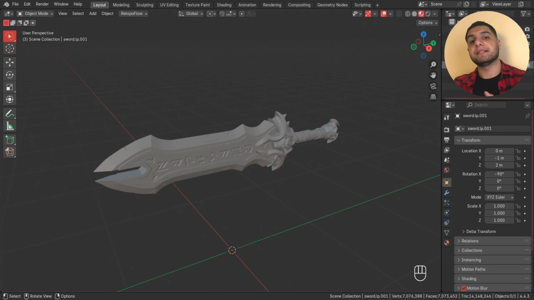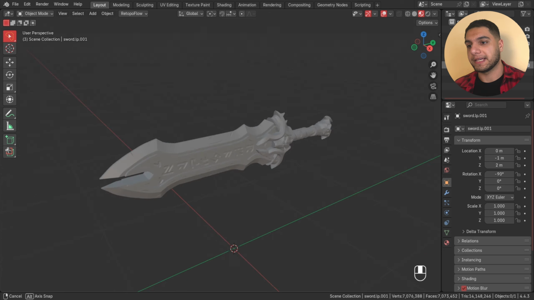Now the first and biggest and most obvious difference between these two is triangle count. I know it sounds obvious, but this is the truth. You see, you cannot put this baby into a game engine. If you try to do that, it's gonna explode. Look at how laggy it is.